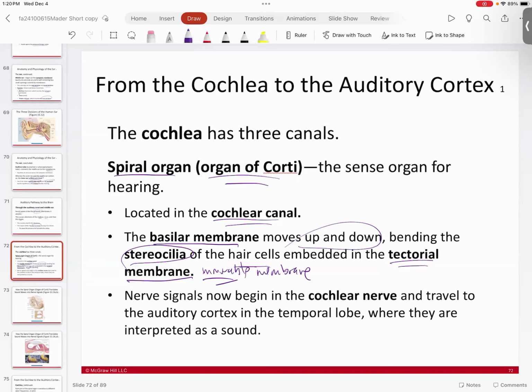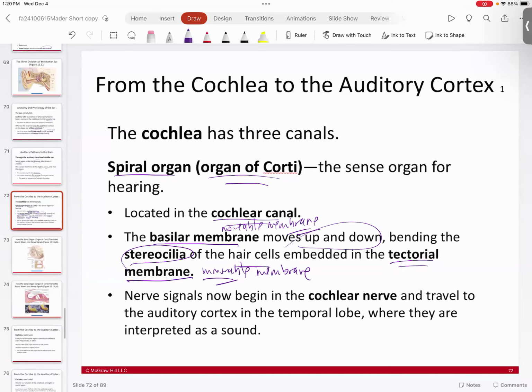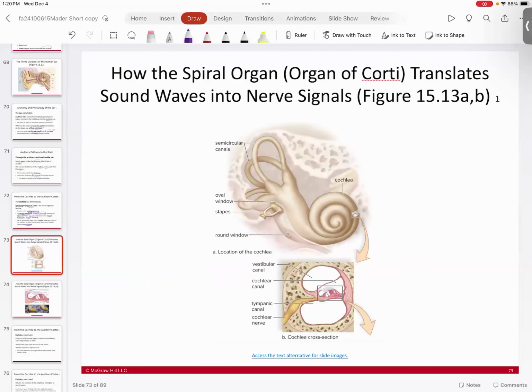So the stereocilia are lodged in an immovable membrane, but they're connected to a movable membrane, the basilar membrane. And so what happens then is once you activate these receptors, these mechanoreceptors, these stereocilia, then they can generate a nerve signal that goes through the cochlear nerve, and then your brain interprets that as sound. This is what it looks like.